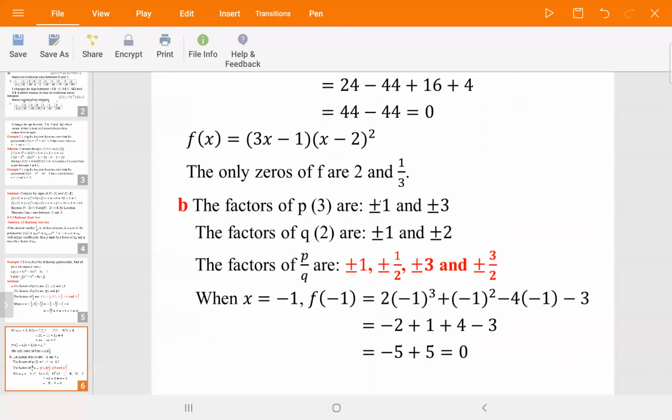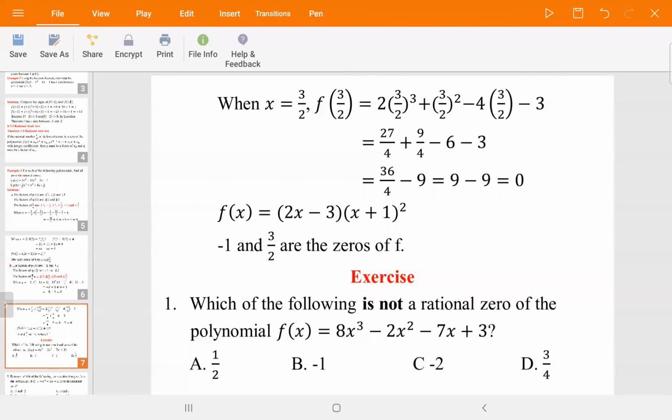Now, when x is equal to minus 1, f of minus 1 is 2 times, this is positive 1, this is positive 4, and then the first zero of this polynomial is minus 1. When x is equal to 3 over 2, f of 3 over 2 is equal to 0, but f of x in factorized form is equal to 2x plus 1 the whole square. So one of the zeros repeats. So the multiplicity of minus 1 is 2, and we have another zero that is 3 over 2.